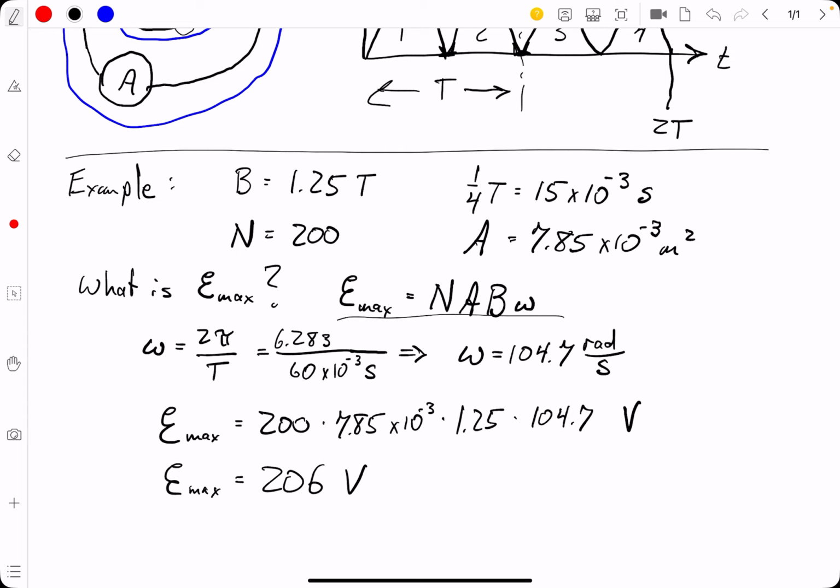Okay. So what now is our EMF average? So we've got the max. What is our average? We know EMF max has to be greater than the average. And it turns out that it's the root mean squared, right?